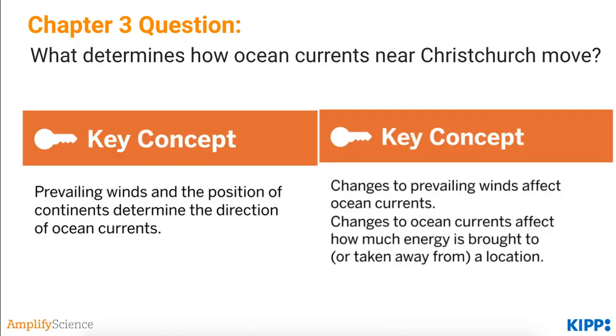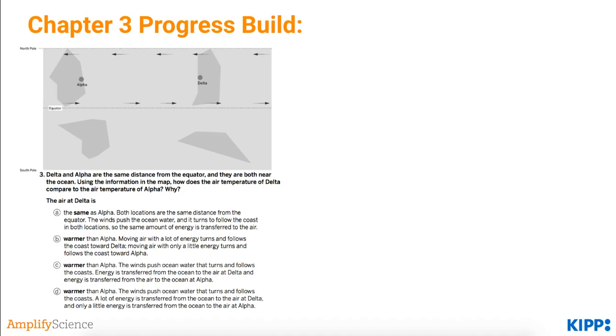Our key concepts here. Prevailing winds and the position of continents determine the direction of ocean currents. Changes to prevailing winds affect ocean currents. Changes to ocean currents affect how much energy is brought to or taken away from a location. It's all coming together now. Our Chapter 3 progress builds. We see here the prevailing winds and two locations that are directly from the sim.